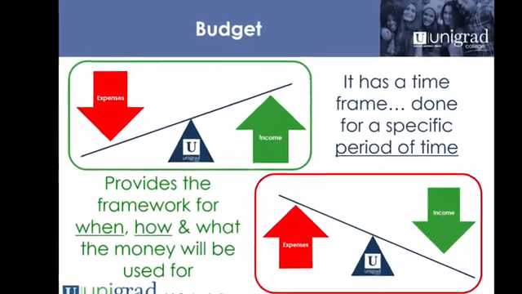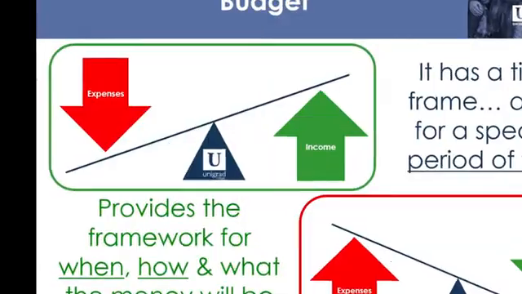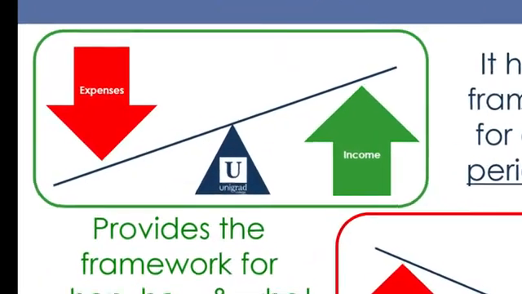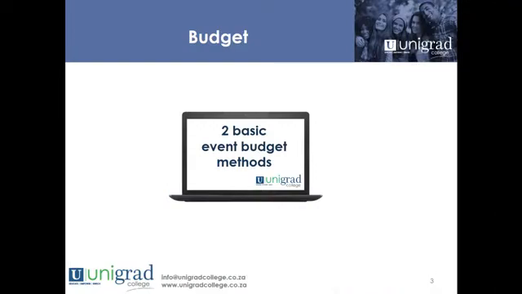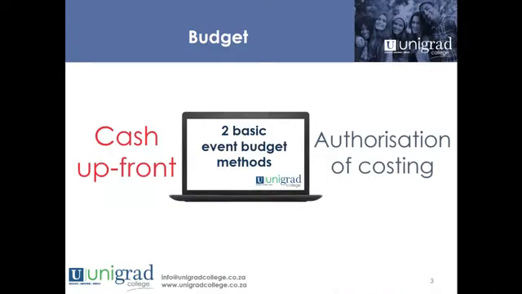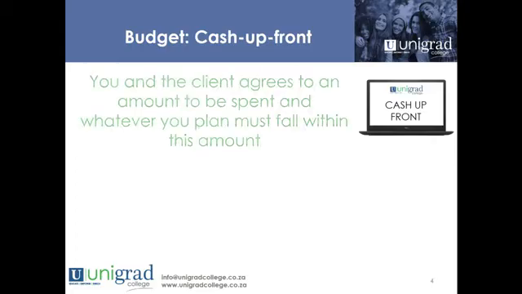The aim is to be efficient. This means that you want to spend as little money as possible without compromising quality. For this course, we will consider two types of event budgets. First is the cash upfront method or the authorization of costing. If your client prefers the cash upfront method, they will agree to a total budgeted amount for the event.